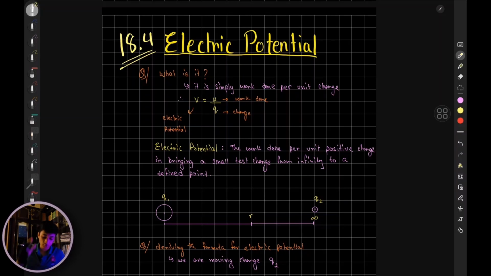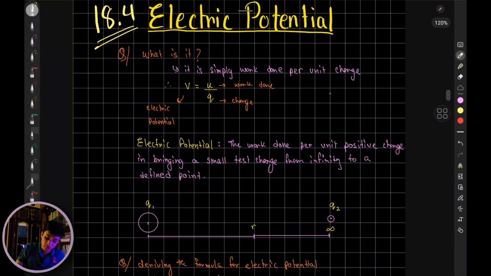All right. So from that, you can already understand that you can derive electric potential from the EPE, electric potential energy formula, by just dividing that entire work done value by the charge. And that will give you the electric potential. It's as simple as that.